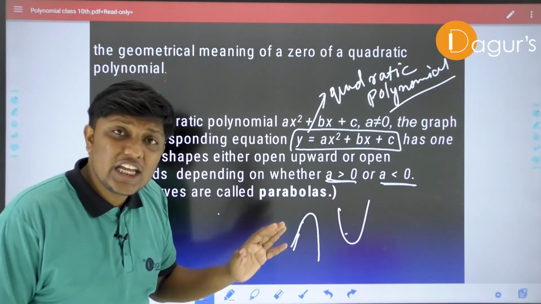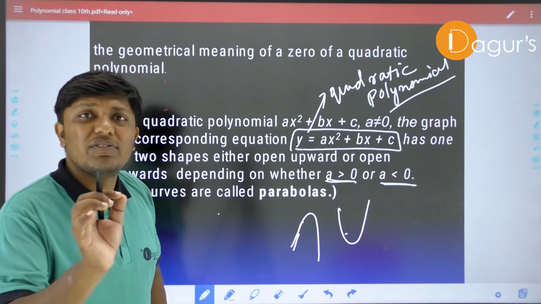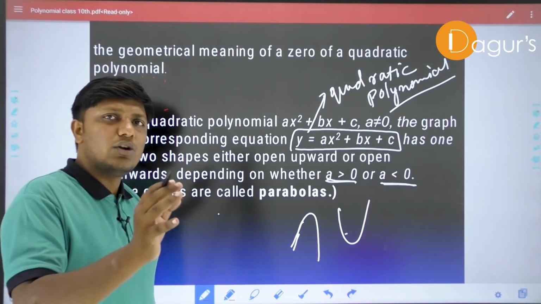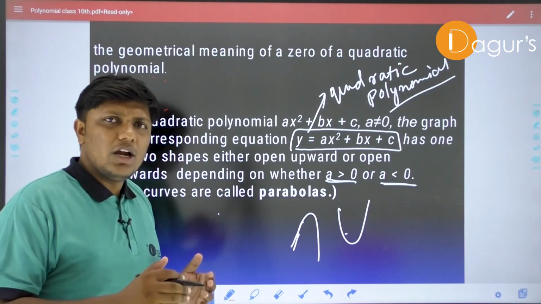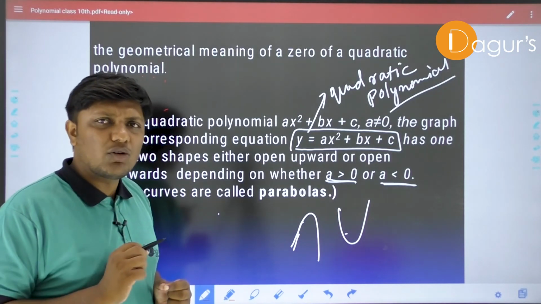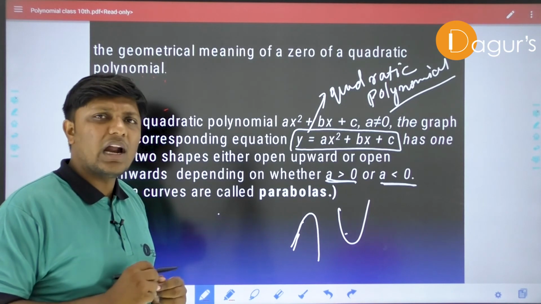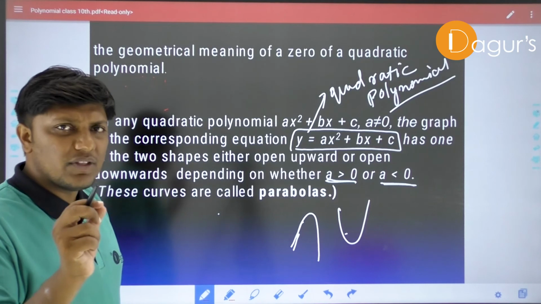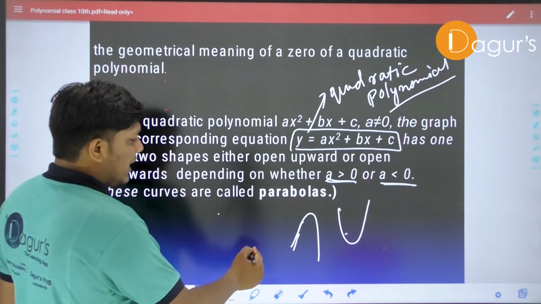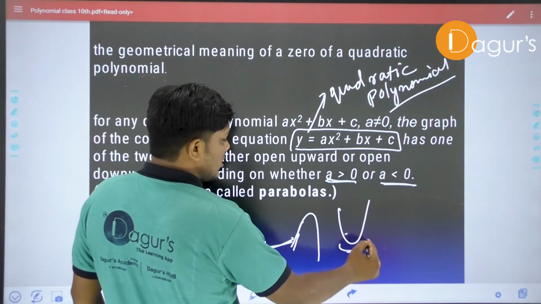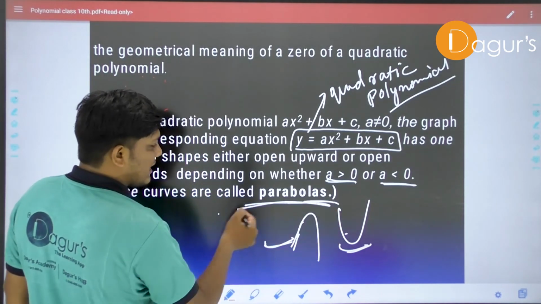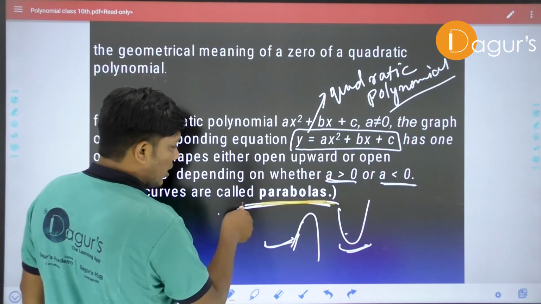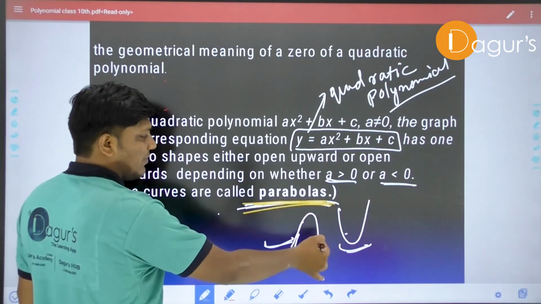If there is any quadratic polynomial, and I draw the graph of that quadratic polynomial, then the shape of the graph is like this or like this, which is exactly known as a parabola. Okay, this type of shape is known as a parabola.